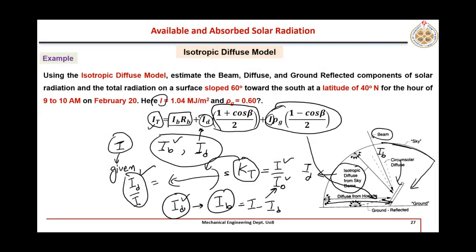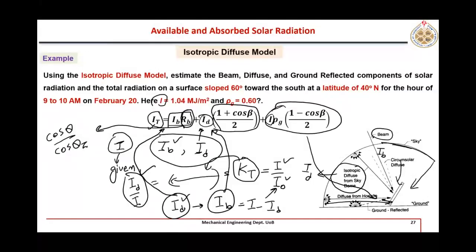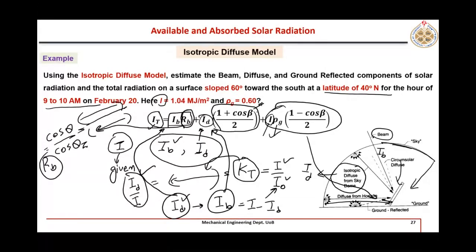So once we know beam part and diffuse part, then we can use them here in this equation. And then we also need to calculate RB. RB was from chapter 1, cos theta over cos theta z. Here the data is given to find out the cos theta equation, which we saw in the previous chapter, and the cos theta z equation, where we need those phi and delta, so we can find out RB, the effect of tilt. Then this is easy. I is again given, rho g is given, beta is given, so then we can just put values and find out IT.